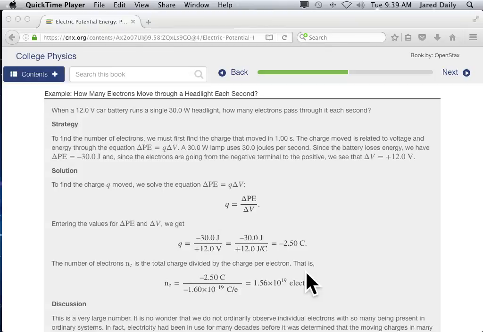And how many electrons is that? Well, there's 2.5 coulombs, and there's 1.6 times 10 to the minus 19 coulombs per electron, both of them with negative charge. And then you find that it's 1.56 times 10 to the 19 electrons passing through that circuit every second.